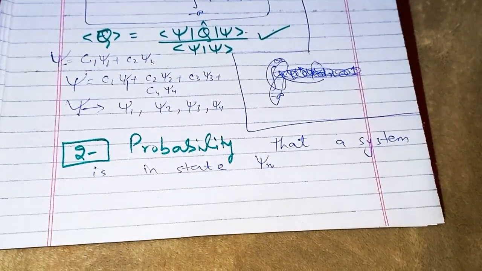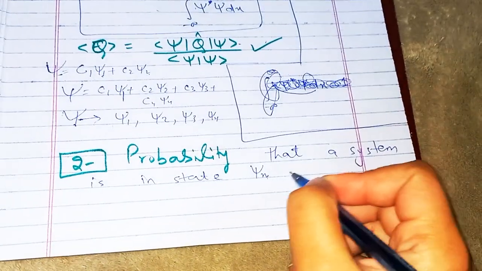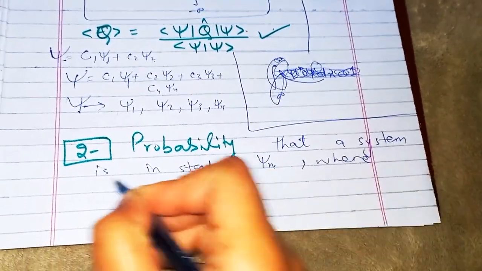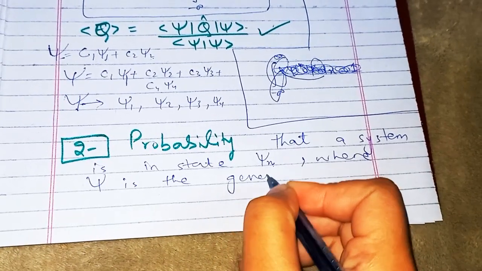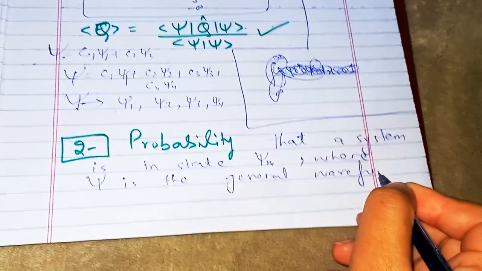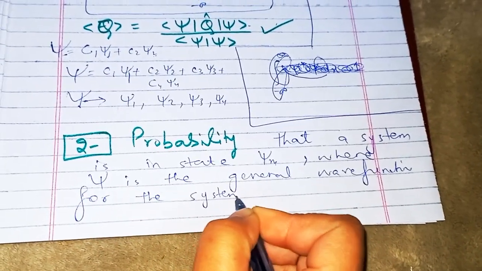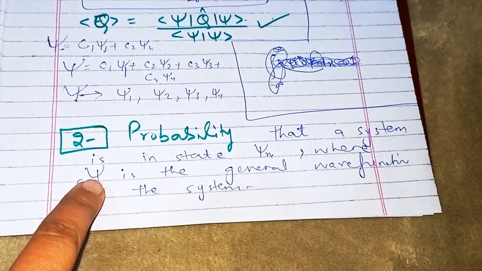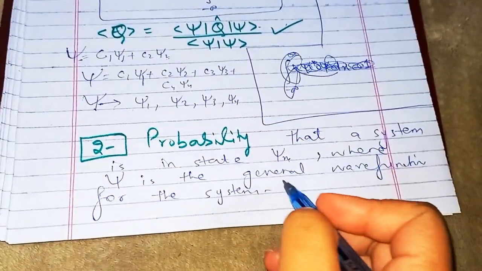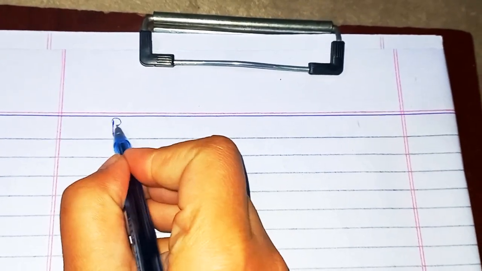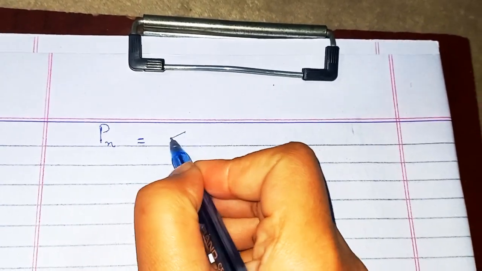So how can we calculate the probability that a system is in state psi n, where psi is the general wave function of the system, that is equal to the superposition of all the possible states the system could be in. Okay, so let's see the formula. Probability in some n state, I'm taking n as some general term, so that's really simple.